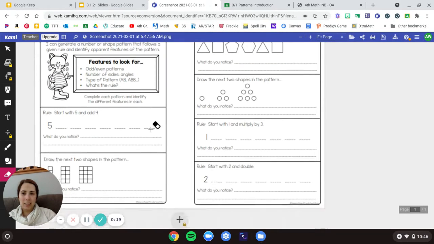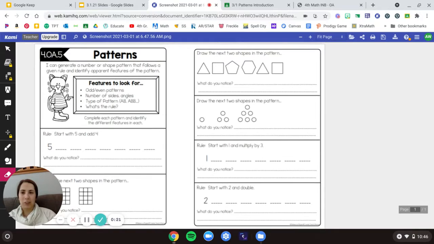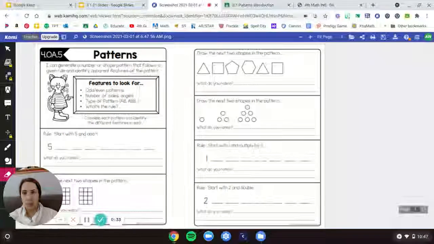Okay, so let's take a look at our worksheet. We're going to start talking about patterns. And we're not going to do this for very long because this is something that we start to see already in our lives and we catch on pretty quickly to patterns. So we're not going to spend too long on these, just this week, okay?